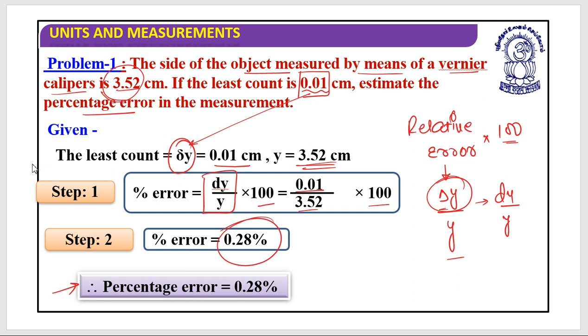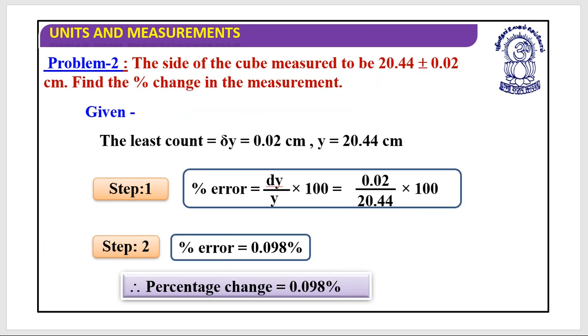Understood? Can you do this? Are you sure? So let's move to the next question. What they have given is the side of a cube measured to be 20.44 plus or minus 0.02 centimeter. Find the percentage change in the measurement.